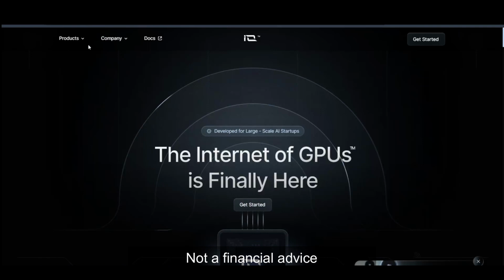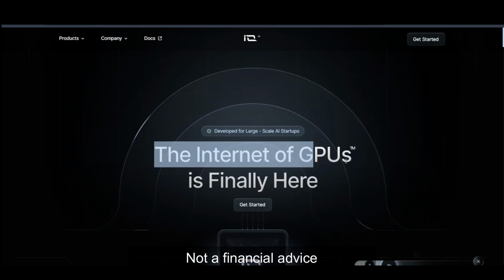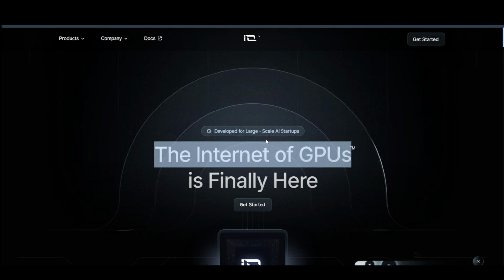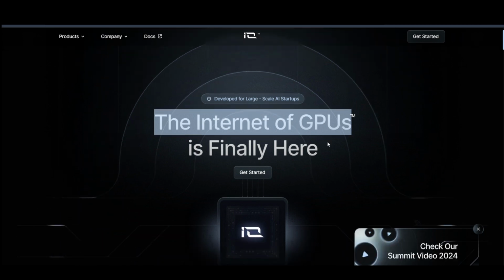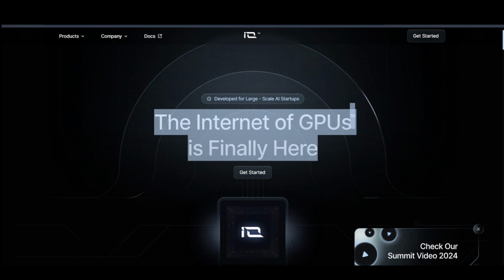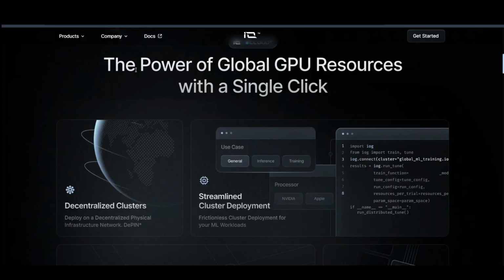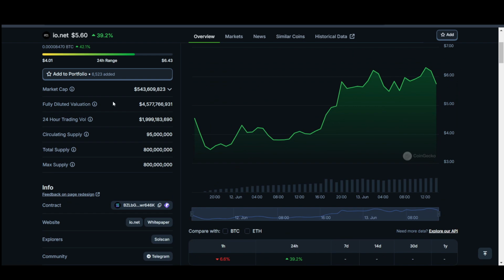So first of all, what is io.net? Basically, it is the internet of GPUs. It is aiming at AI companies which are looking to use cheap GPU power. They are using the GPUs of other users, and they are giving them to deployers who are looking to use the GPU. So in all that, the io.net coin is required.